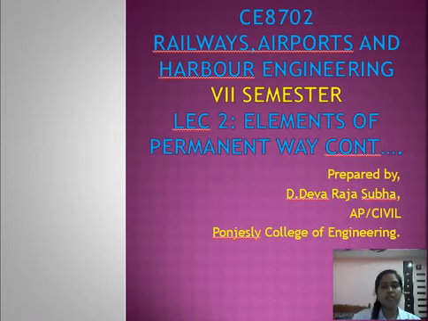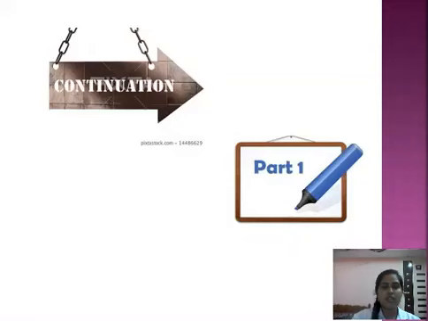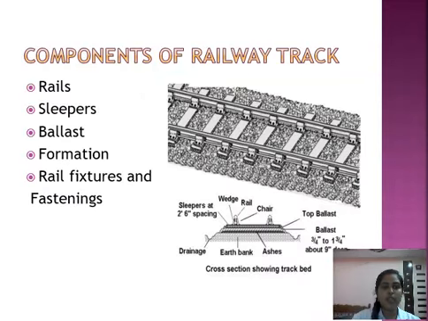In the last class, we have discussed the requirements of an ideal permanent way and the elements of permanent way. So in this class, we are going to discuss the continuation of elements of permanent way. What are the elements of permanent way? Rails, sleepers, ballast, formation, rail fixtures and fastenings. In the last class, we discussed rails. So in this class, we are going to discuss the other components of the railway track.